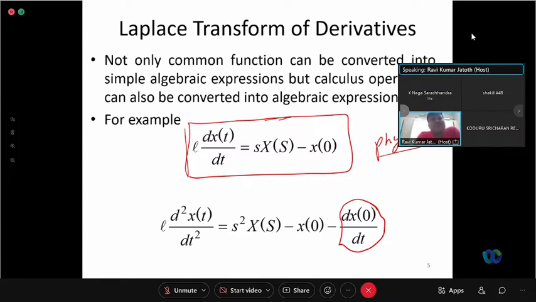Now I am talking about mechanical systems. x of t is displacement. dx of t by dt is velocity, which we can write as v of t, and dv of t by dt, which is x double dot of t, is acceleration. d square x of t by dt square.